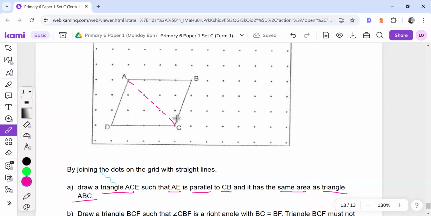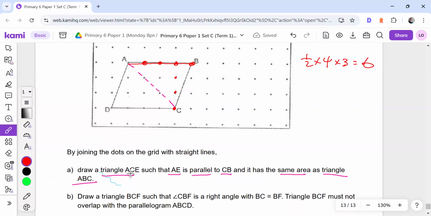Whatever you draw, never use a pen. Always use a pencil. So what's the area of ABC? Revise again, I hope you understand how to find area. Half times base times height. The base is how long? Count: 1, 2, 3, 4. The base is 4. The height, from the bottom, you count upwards: 1, 2, 3. Half times 4 times 3 and you get 6. So the area of this triangle is 6 units. Then how do you draw the triangle ACE?